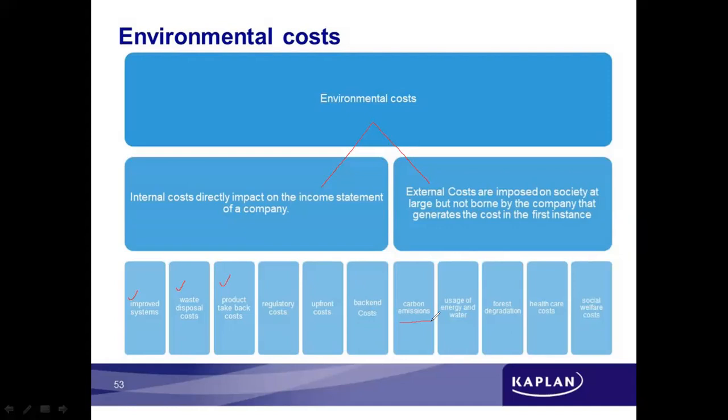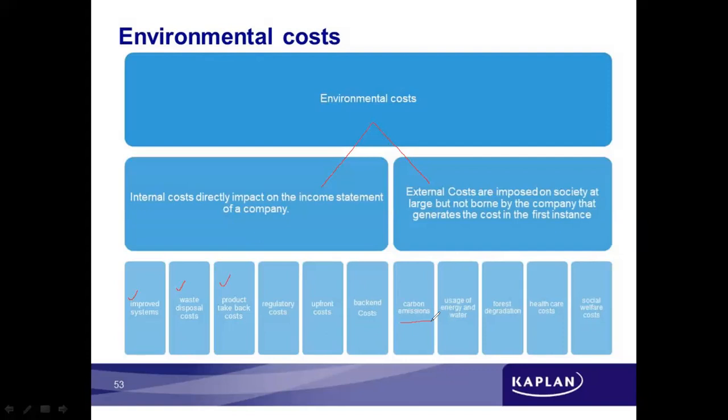So if this particular unit, this particular company is consuming a lot of resources, maybe less will be remaining for the future generation. So that is an external cost. Because of their activities, the cost is borne by the society. There is an impact on the society. They will have to bear the cost. So that is usage of energy and water.